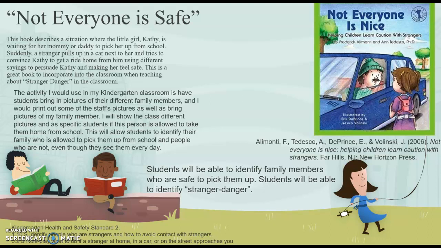it's not safe. So one of the activities I would incorporate into my kindergarten classroom would be that students bring different pictures like of their mom, their dad, whoever might pick them up, and then I would print out some of my family as well, and then some staff pictures, and I would show each student from the class a set of pictures, and they would have to identify whether or not that person is safe to pick them up from school or not. And then this can help them identify people who they can trust, as well as who is able to pick them up.